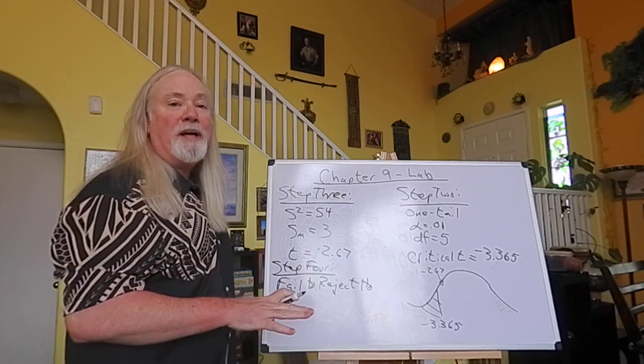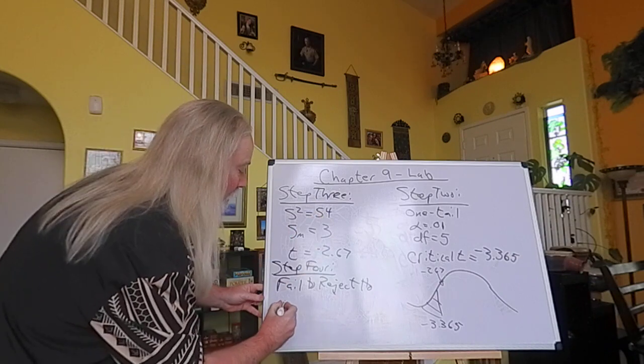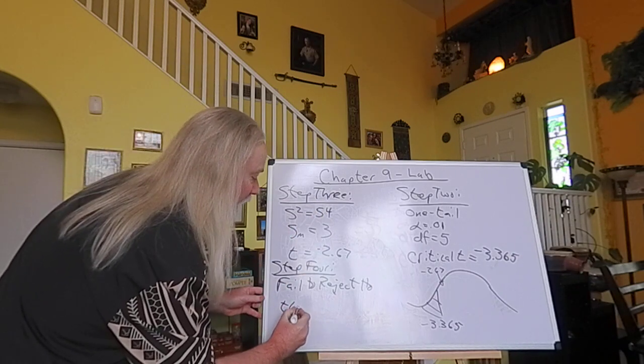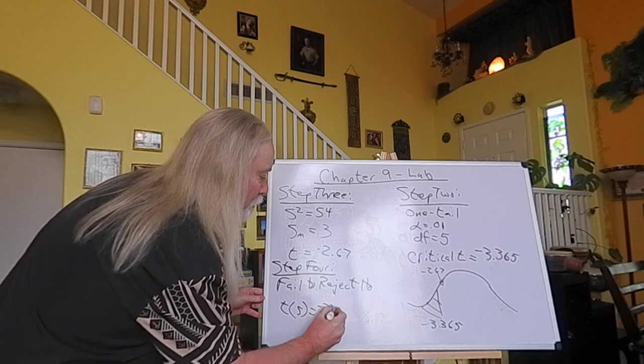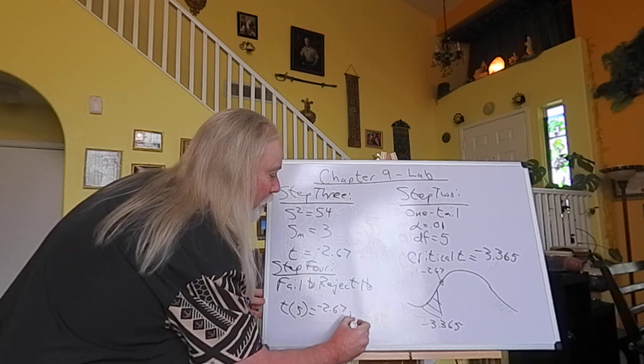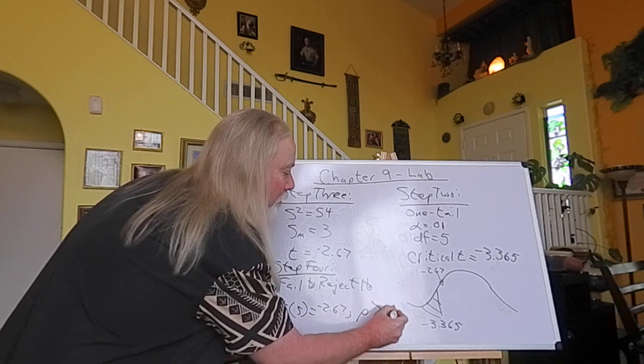And writing that in APA would be just like we've always done before. A t of 5 equals negative 2.67, semicolon p greater than 0.01.